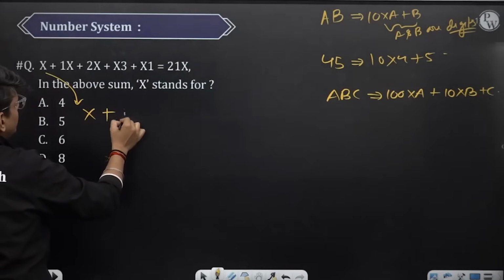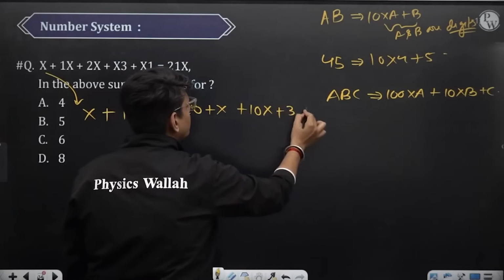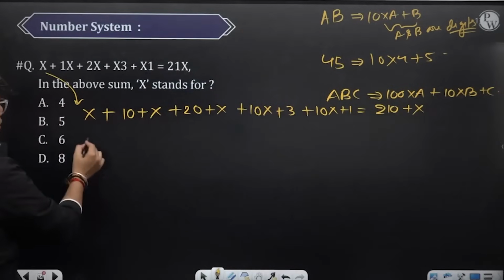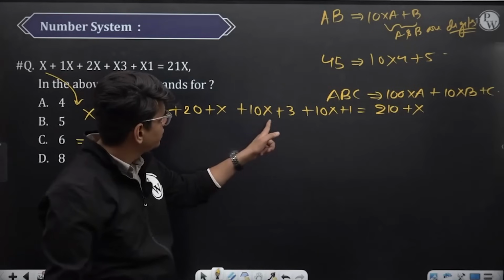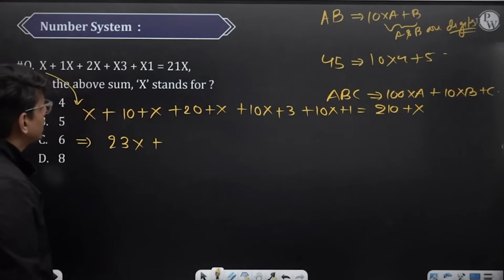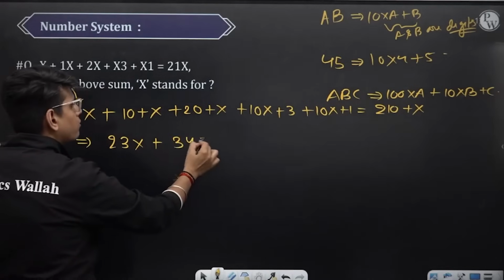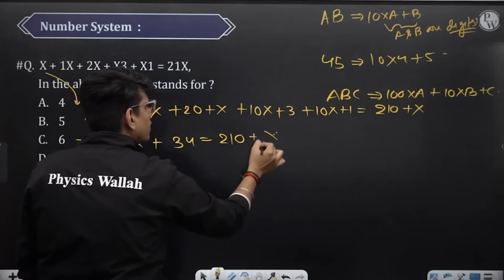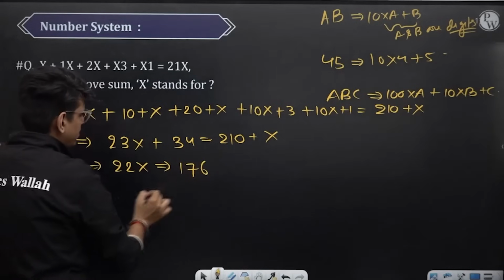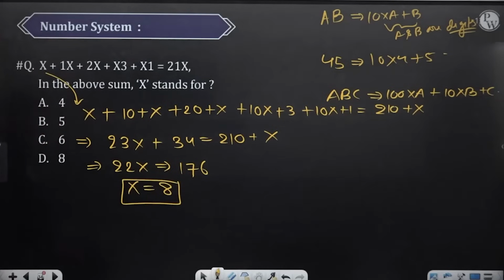x plus 10 plus x plus 20 plus x plus 10x plus 3 plus 10x plus 1 equals 210 plus x. Okay, so if I count x here, 1, 2, 3, 13, 23, 23x plus 30, 33, 34, 34 equals 210 plus x. This becomes 22x equals, if I remove 10 here and 24, this is 176. So x equals 8, 8 times 22 is 176. X is 8. So our answer is option D.